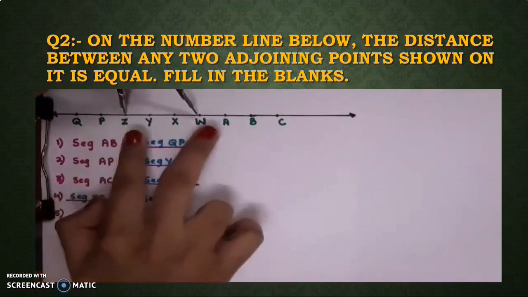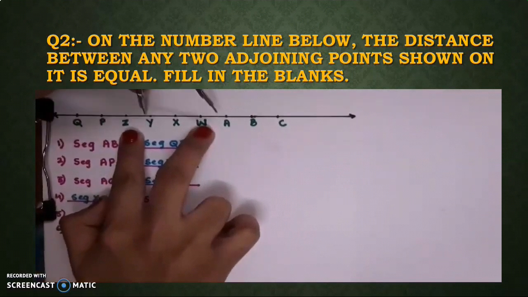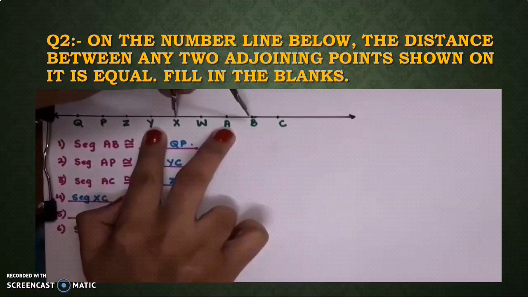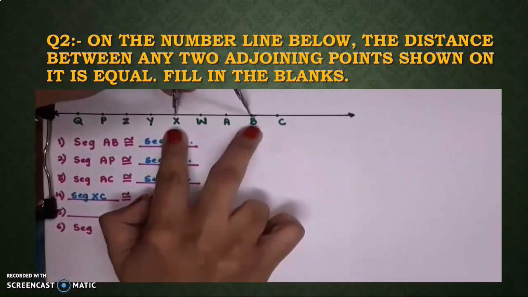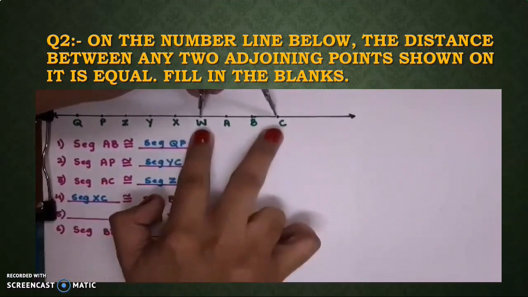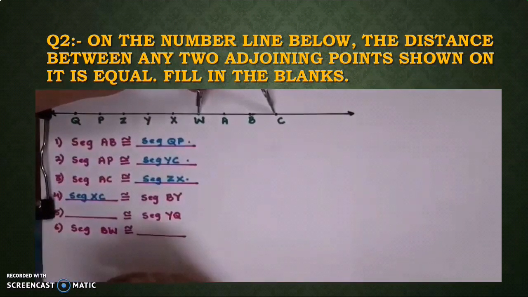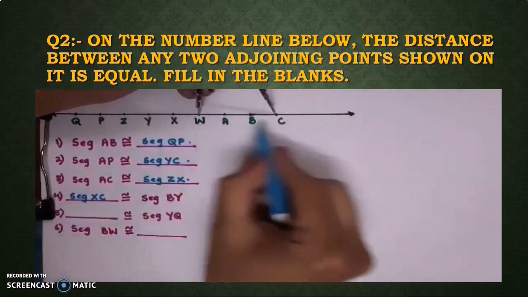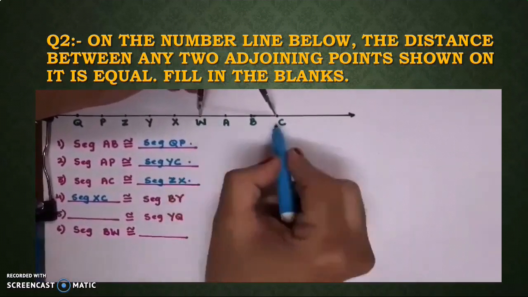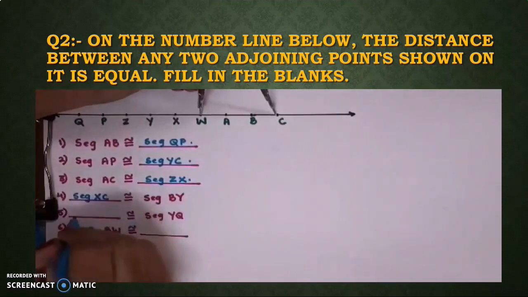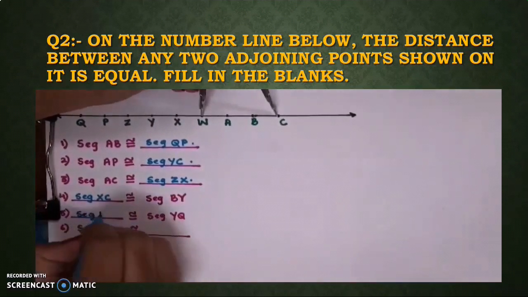If I am keeping on Z, then I am getting ZW. Then if I am keeping on Y, I am getting YA. If I am keeping on X, then I am getting name XB. If I am keeping on W, then I am getting name segment WC. So again for this also we are getting many possible answers. From all possible answers, I am taking this answer. You can write any name which I have shown you. I am writing segment WC.